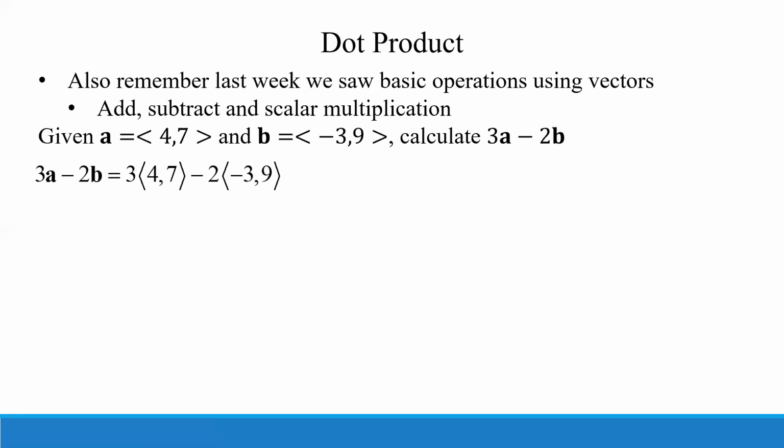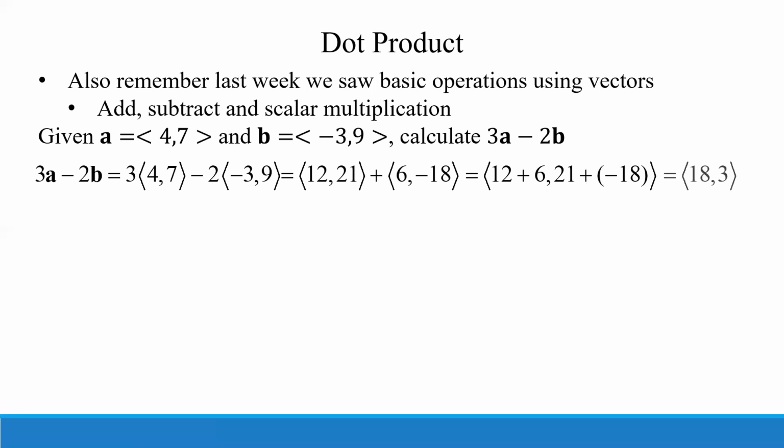So we want 3a minus 2b, we've got 3 times a minus 2 times b, distribute those through there, that becomes 12, 21, plus, notice I'm distributing the negative sign also, so that becomes negative 6, negative 18 for the second vector. And now we just add the x's, add the y's, watch your sign, so it becomes 18, comma, 3. Now that's it, right? That's what we did last week.